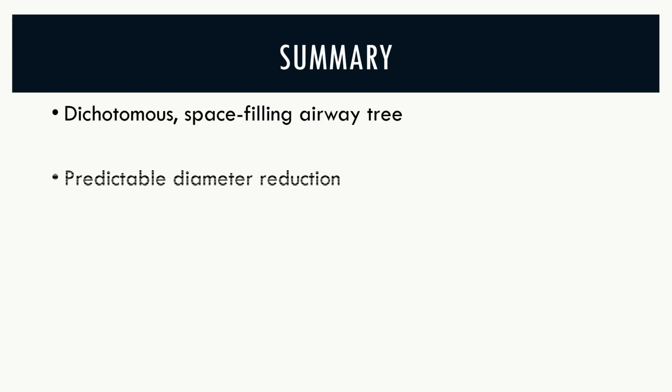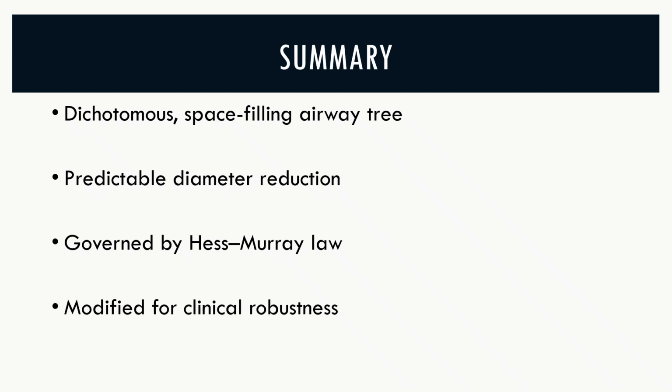In summary, branching airway tree is a dichotomous space-filling structure governed by predictable diameter relationship described by Hess-Murray law, with adaptive modifications that enhance clinical and physiological robustness.